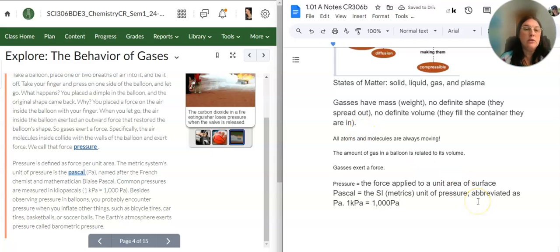Besides observing pressure in balloons, you probably encounter pressure when you inflate other things such as bike tires, car tires, basketballs, or soccer balls. The Earth's atmosphere exerts pressure called barometric pressure.